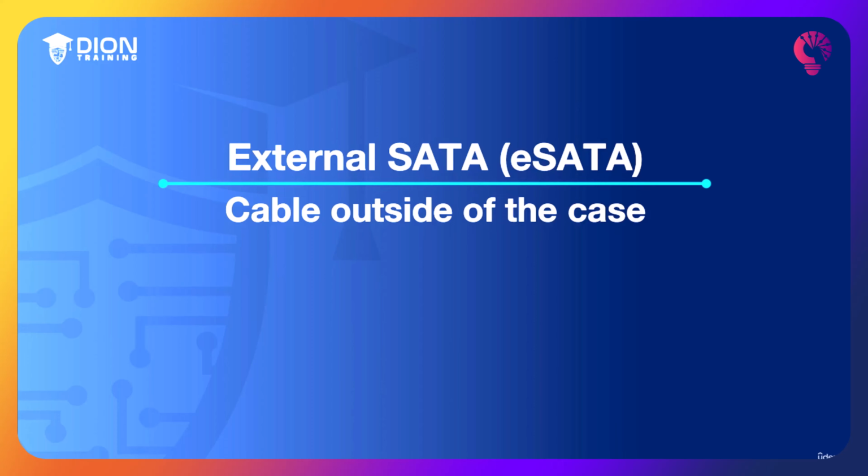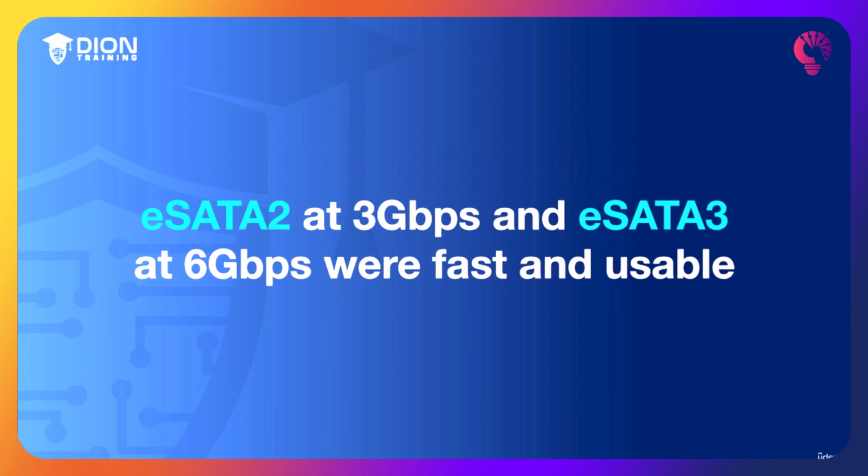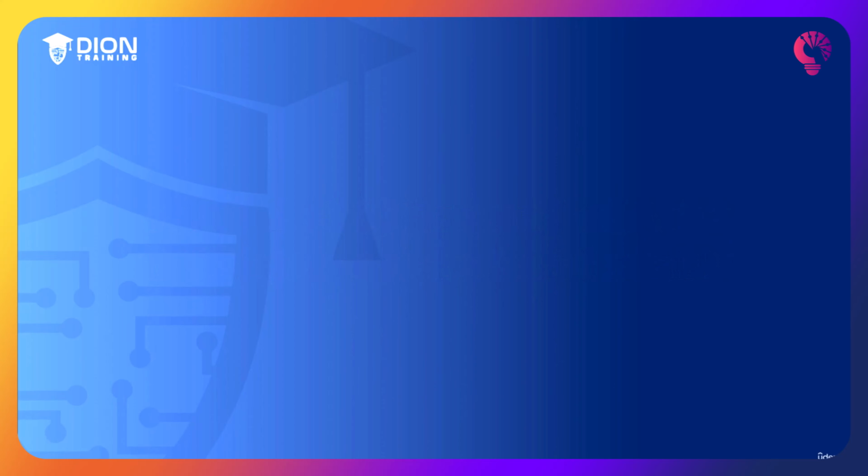Now, eSATA really came onto the scene in the days when USB 2 was around with a maximum speed of about 480 megabits per second when you're connecting an external storage device. So, using eSATA with revision 2 at 3 gigabits per second or revision 3 with 6 gigabits per second was extremely fast and very usable. But with USB 3 and USB 4 speeds now getting into 10, 20, and 40 gigabits per second, using eSATA is becoming a lot less common. Now, before we had SATA, we had an older technology that we used to connect our hard drives and CD players, and this was known as IDE or PATA.